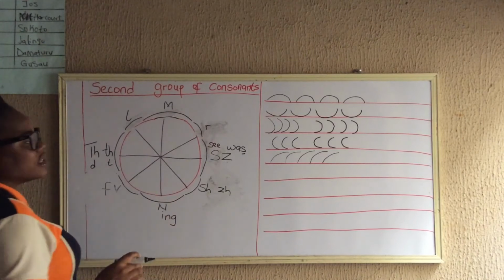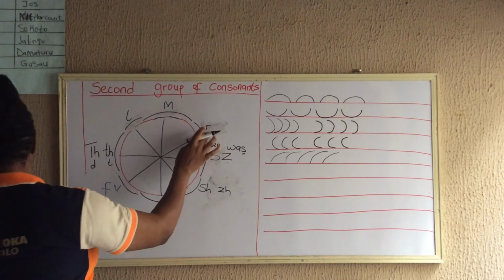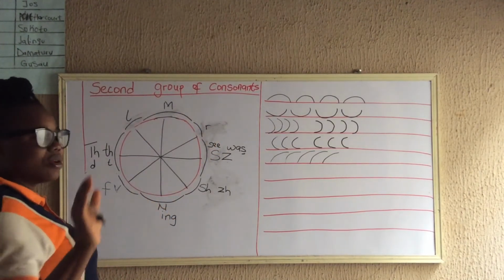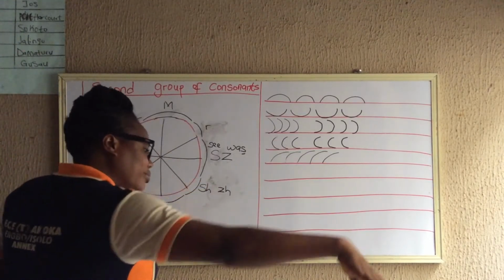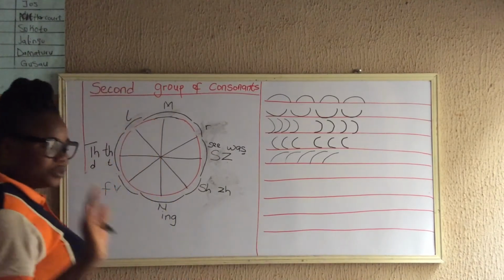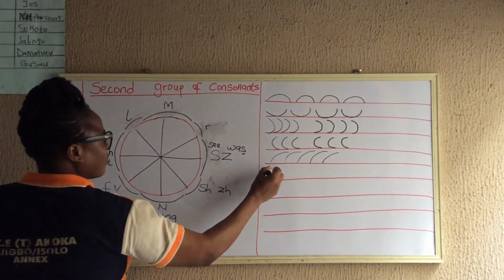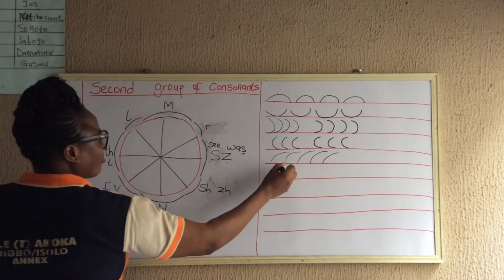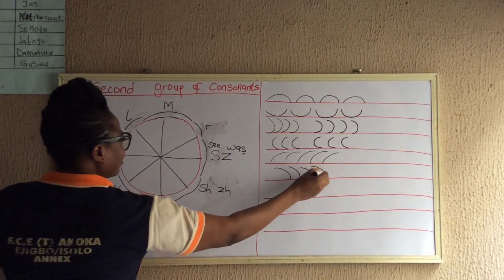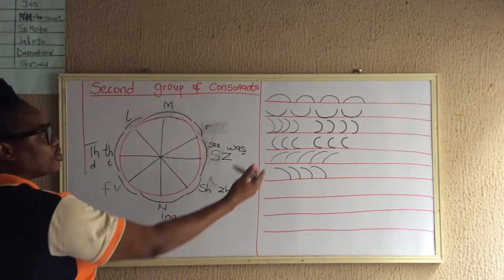Then the next one here is R. The R here goes this way. It goes this way, like this. I believe you can see how it goes. So I want you to practice more on them.